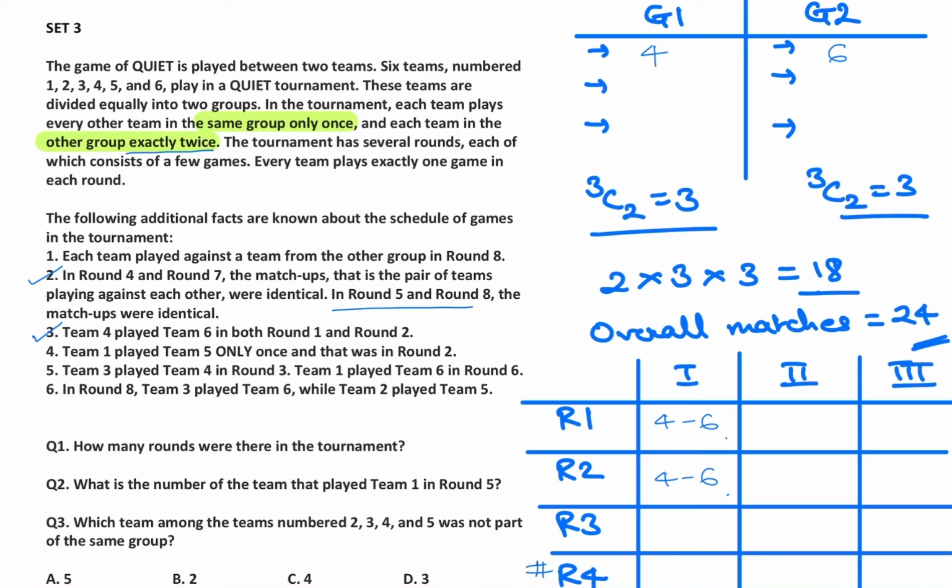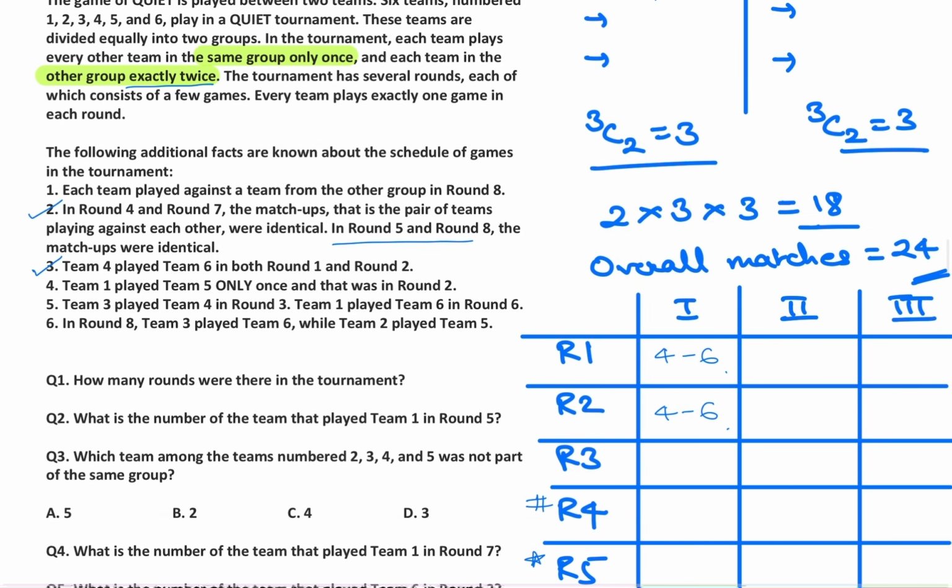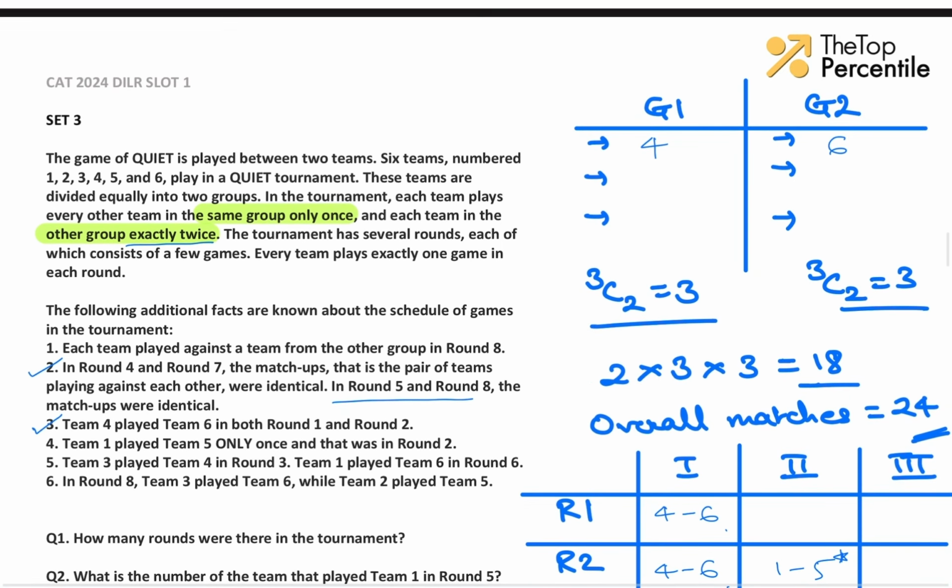Team 1 played team 5 only once, and that was in round 2. Now, what additional data can we infer from point number 4? If they play only once, this means that they both will be from the same group. So I can write somewhere here that 1 and 5 were from the same group. Okay, so I'm done with point number 4.